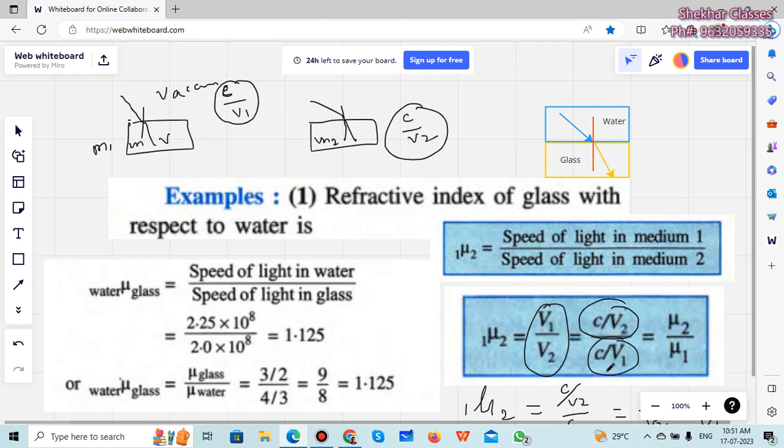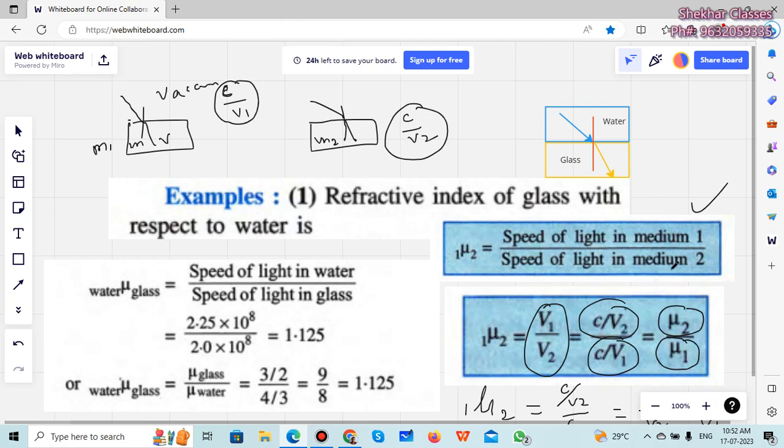Is that okay? Or you can see the same thing over here: this is the absolute refractive index from vacuum to that medium, and this is the absolute refractive index from vacuum to the first medium here. So remember, if it is the refractive index of the second medium with respect to the first medium, then it will be the absolute refractive index of the second medium upon the absolute refractive index of the first medium. Remember that. Is that okay?